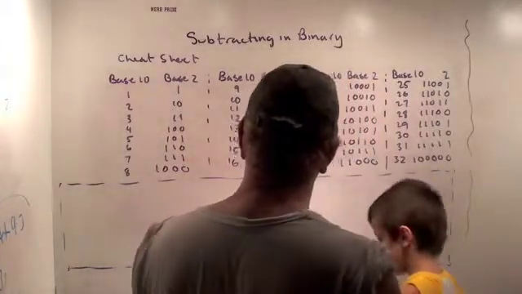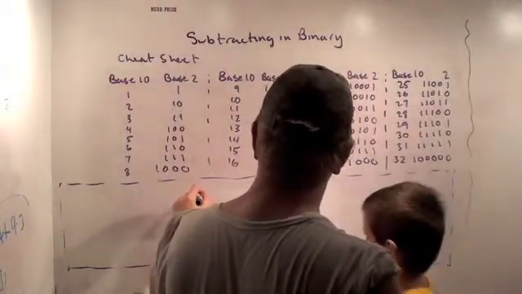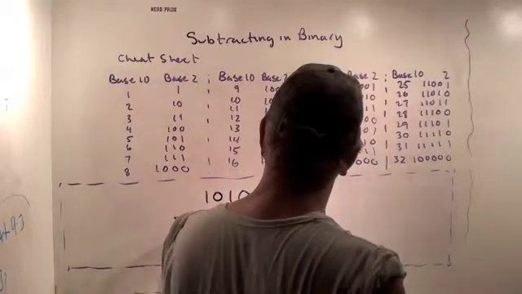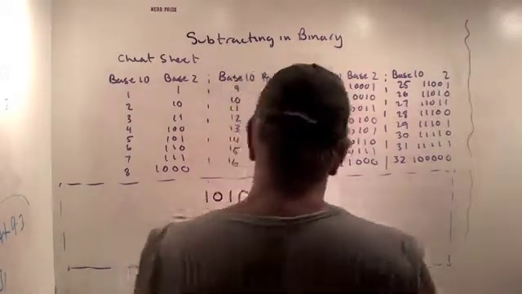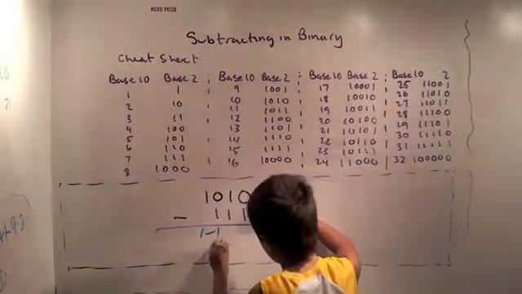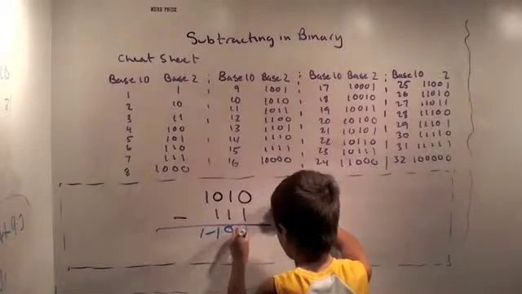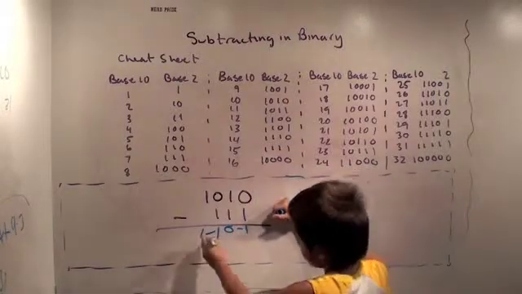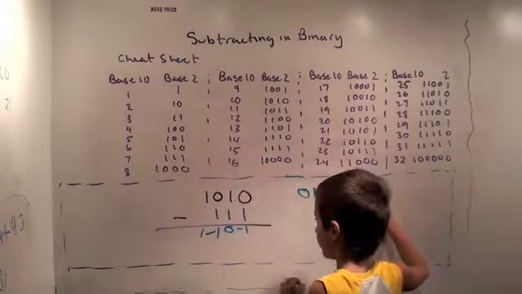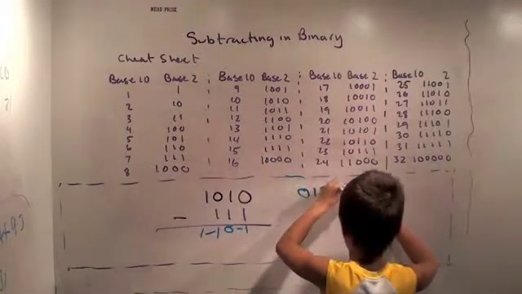How about 1010 minus 111? So 1 minus 1, 0 minus 1. So I have to change this, change it into a 2 here. So you get 0, 1, 0 minus 1.